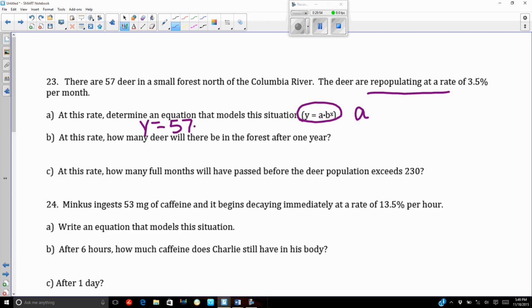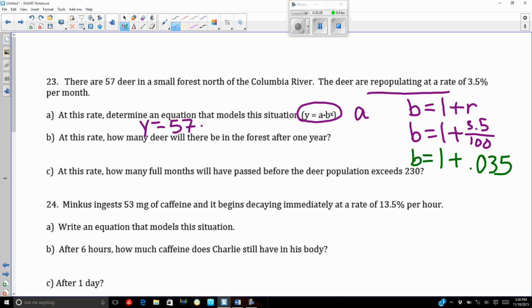B is either the growth or decay factor. In this problem, since it is a growth problem, B equals 1 plus R. So that means B equals 1 plus 3.5 divided by 100. It actually might be easier to divide 3.5 by 100 first and then add 1 to it. So B equals 1 plus 0.035.